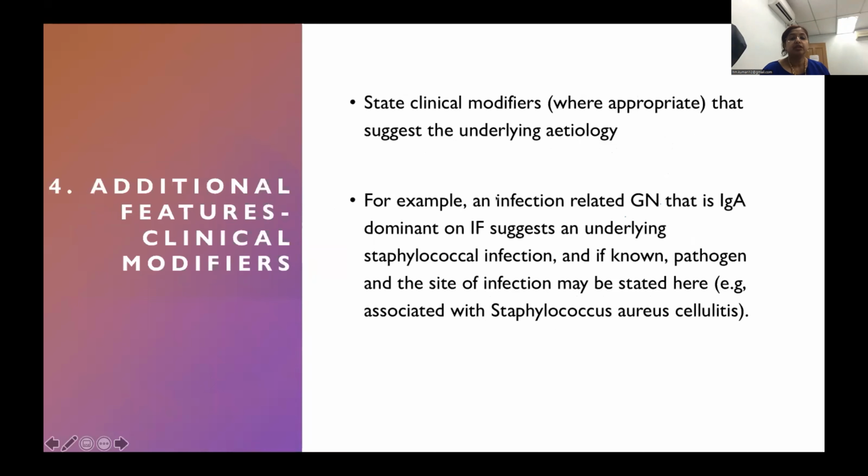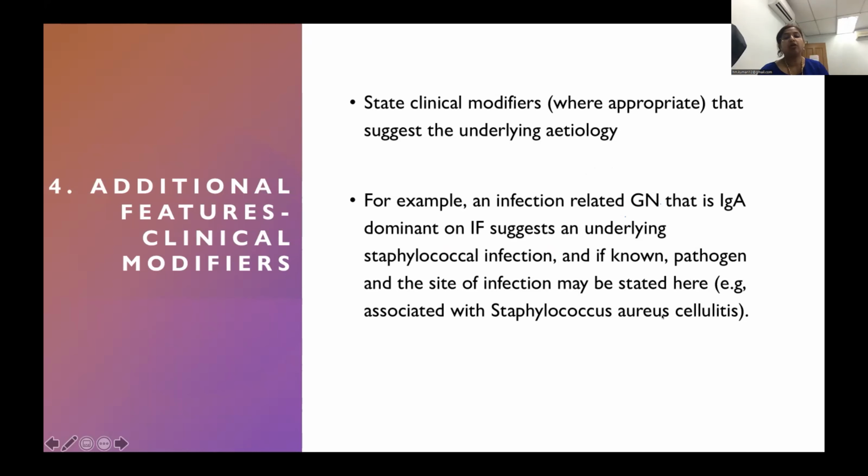Okay. These are clinical modifiers. Clinical modifiers means you already know the etiology. Basically, this is contributed by the clinician. So if you have, for example, an infection-related GN that is IgA dominant, a very confusing handful of diagnoses. Why? Because this is based on IF, it's IgA dominant, and also has got some IgM positivity, maybe suggesting infection you're thinking of. But you already know the underlying disease is Staphylococcus infection. So you know the pathogen and you know the main site of disease.